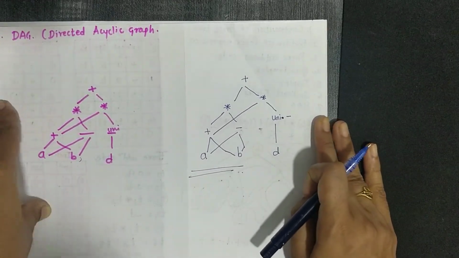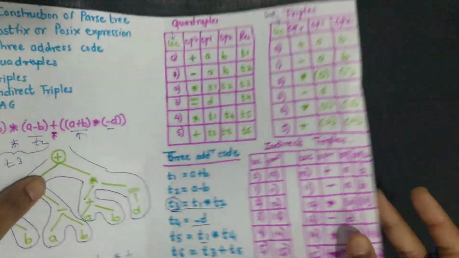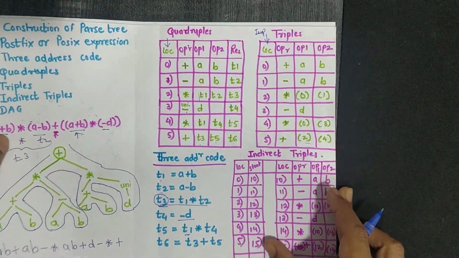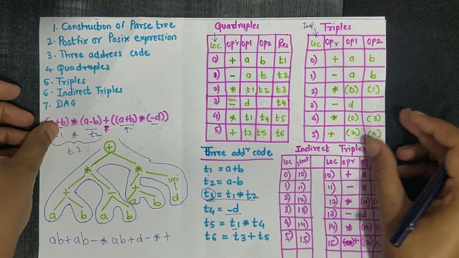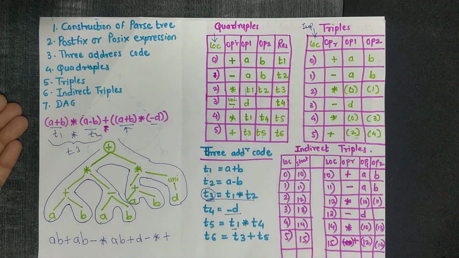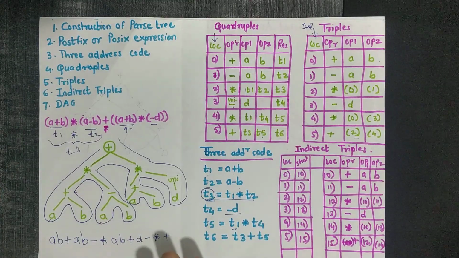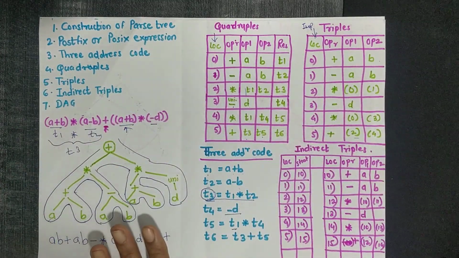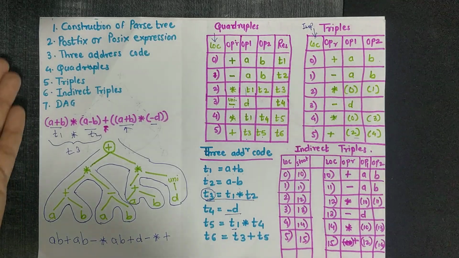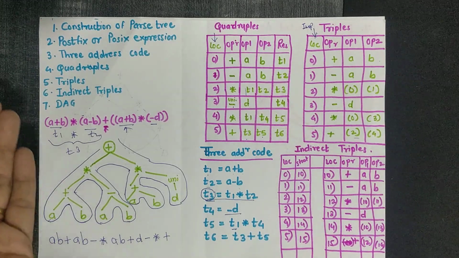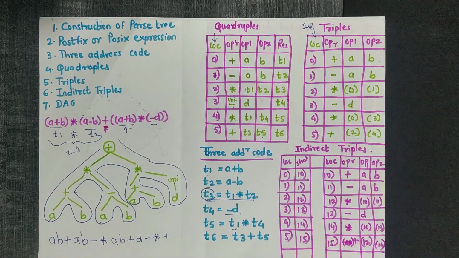I hope this video is very helpful to you, on how to solve examples of intermediate code generation having this kind of 7 sub questions, and it is very easy to get your marks in your examination. I think this question may be asked for 8 to 10 marks, maximum 10 marks, because it has 7 sub questions and they are very easy to implement.